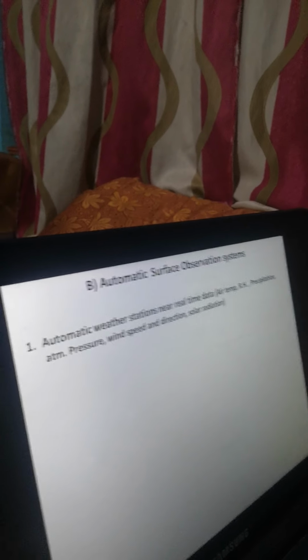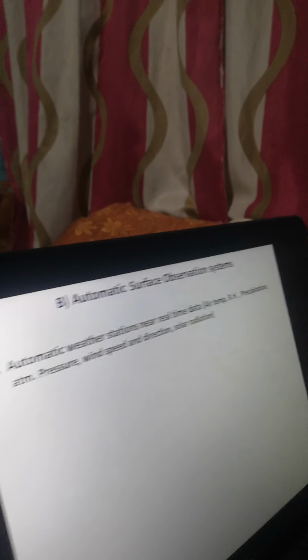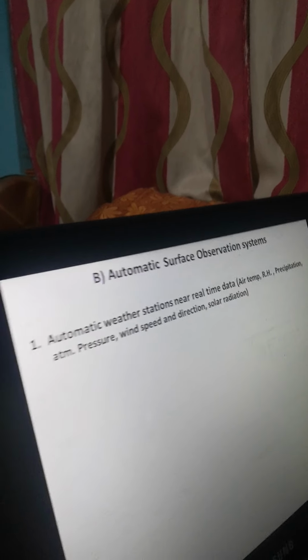Automatic observing systems measure through the automatic weather station, which may be near real time, or may be fully automatic stations.